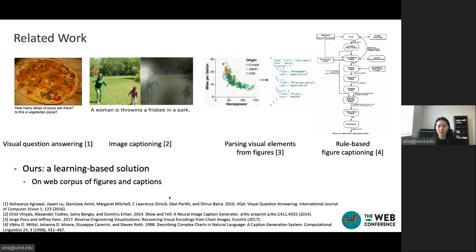Specifically for scientific figures, related work includes parsing visual elements from figures, and rule-based figure captioning that is often dependent on visualization languages. Compared with those, our work explores a learning-based solution towards automatic figure captioning. Our solution will learn from a potentially available large-scale web corpus of figures and captions.